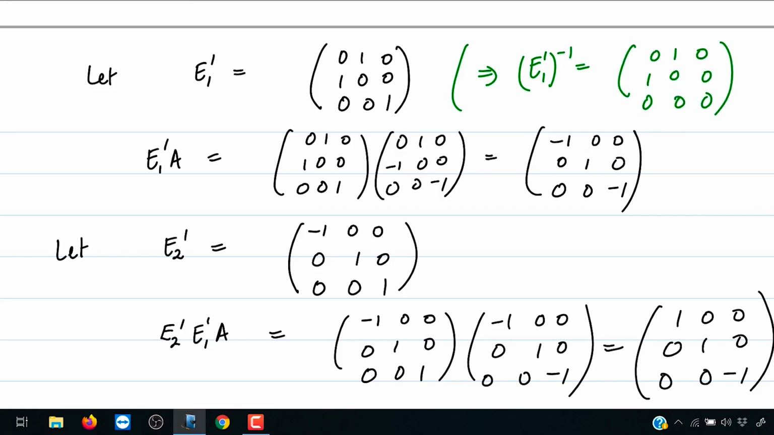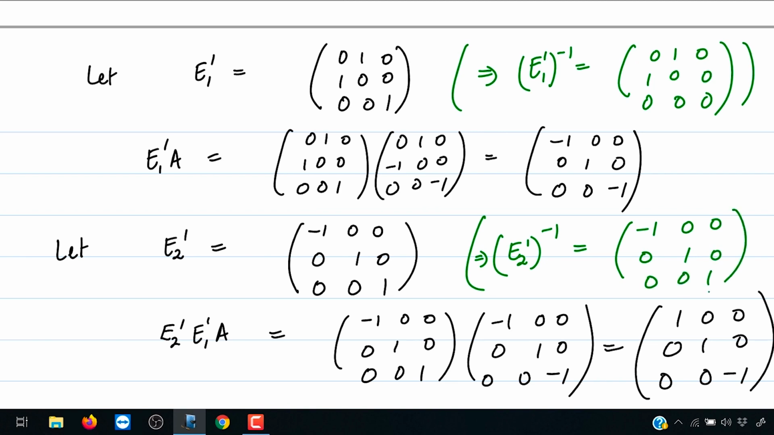This you should check. We have in fact seen that if you exchange the first and the second row twice, you'll get back the same identity matrix, right? Similarly, E2 prime inverse will also be the same matrix, because if C was the diagonal entry, 1 by C would have come up, which is the same here as minus 1. So this is going to be our E2 prime inverse.